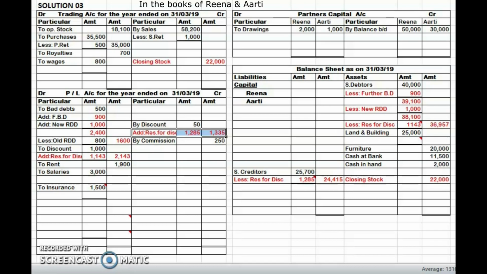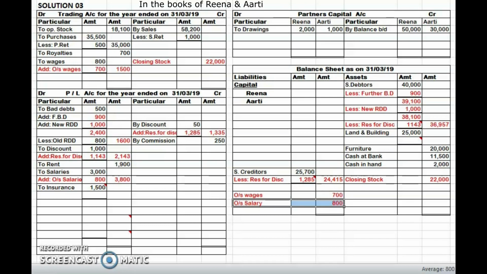And next adjustment, outstanding expenses. Outstanding expenses are added in the respective expenses, and as it is a liability, it will be shown on the liability side of balance sheet. So we add wages rupees 700 on the debit side of trading account, salaries on the debit side of profit and loss account, add in salaries. Outstanding wages and outstanding salaries will be shown on the liability side of balance sheet.